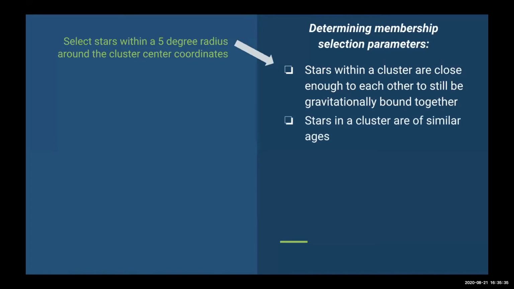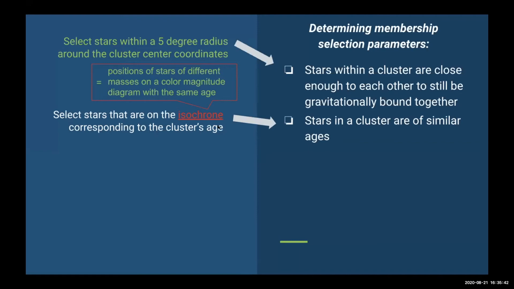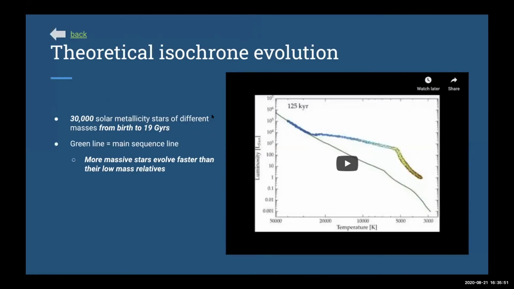The second thing we can work with, as I mentioned before, is that the stars in the cluster are of similar ages. That means we can take advantage of something called an isochrone, corresponding to the cluster age. An isochrone is an empirical line made of positions of stars of different masses on the color magnitude diagram, but of the same age. I'll explain further here.